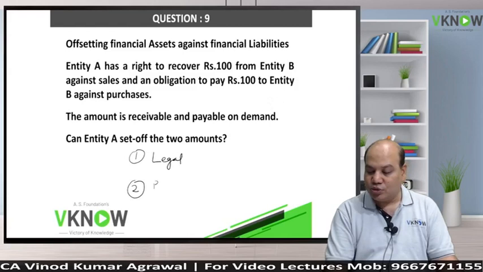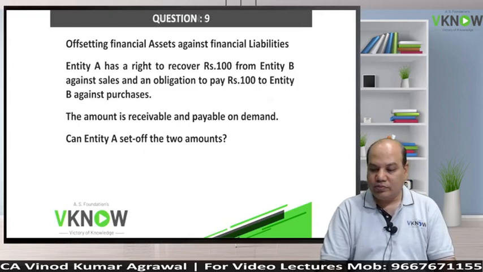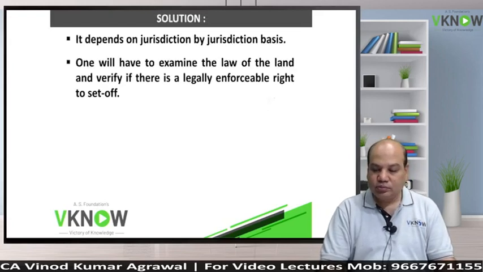Parties intend to settle on a net basis, or parties intend to receive the amount and pay the amount simultaneously. If those two conditions are satisfied, then entity A can set off the two amounts, because in substance it represents a single financial asset or a single financial liability. So the answer is, it depends on a jurisdiction by jurisdiction basis, meaning it depends on the law, the legal position.